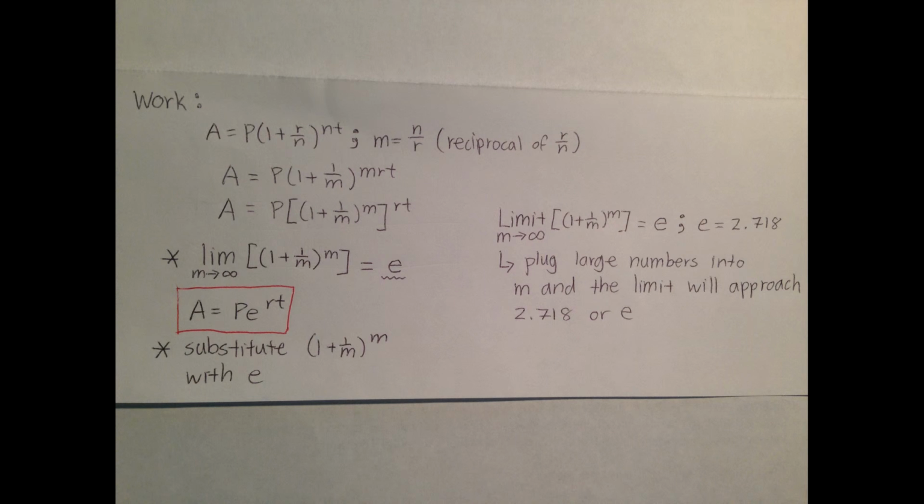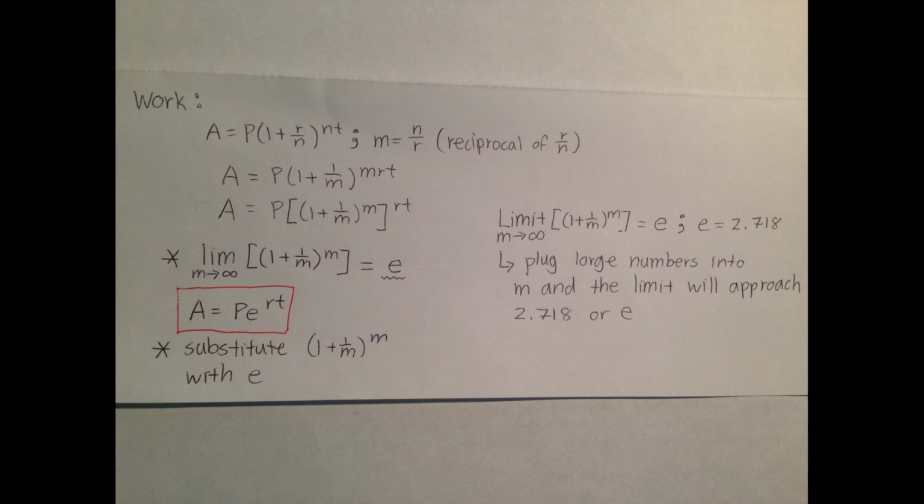Now we use M, and M is equal to N over R, which is the reciprocal of R over N. Now we substitute M for N over R in the general equation. So A is equal to P times the quantity of 1 plus 1 over M all to the MRT power. Now, using a property, we separate the exponents. So now we have A is equal to P times the quantity of 1 plus 1 over M to the M power and all of the quantity to the RT power.